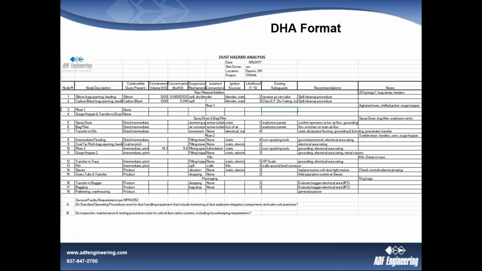So I know you can't read this, but this is just kind of an idea of what a finished DHA spreadsheet looks like. That's the one that we use. And in the middle of that, you see that likelihood column. That's the one you'll want to follow in terms of setting your priorities.